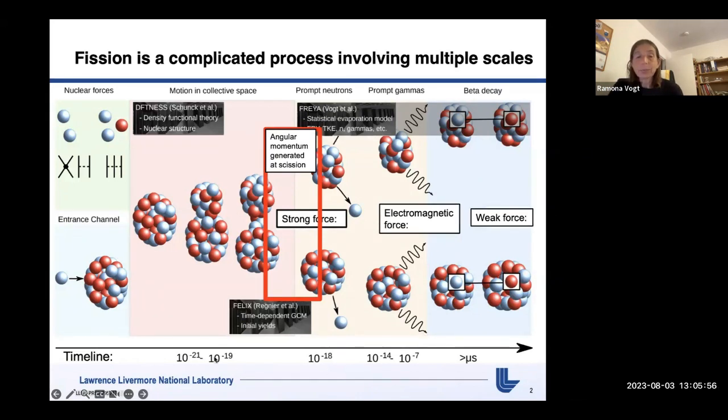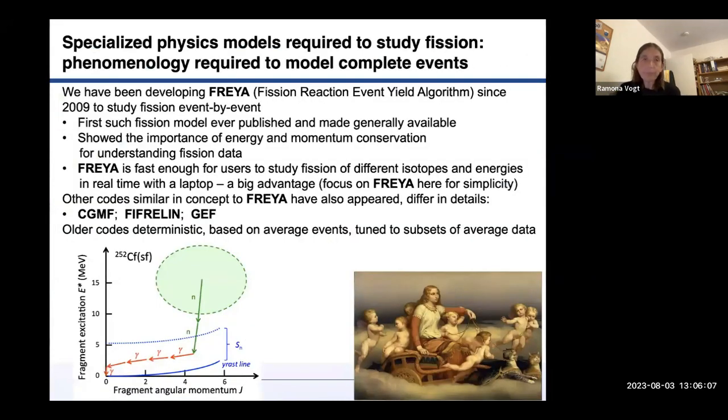So you can see you go from femtoseconds during the fission process itself to microseconds and even longer for the cumulative yields. And there are specialized physics models that are required to really study complete fission events, and that takes a lot of phenomenology. Jörn and I have been developing FREYA, which stands for Fission Reaction Event Yield Algorithm, and it's pronounced the Danish way, so FREYA, not Freya. That's the Swedish way.